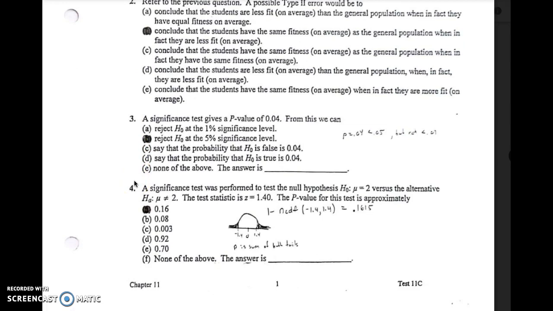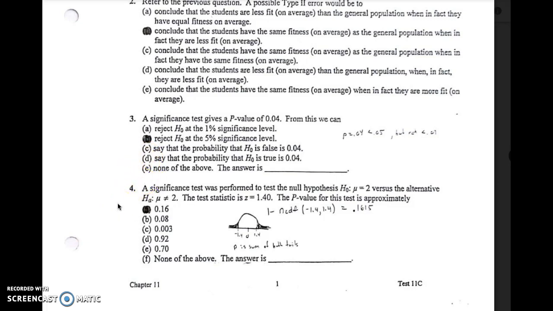Number 3, a significance test gives a p-value of 0.04. This is about whether you reject or you can fail to reject at a certain alpha level. In order to reject, you need to have your p-value be lower than your given alpha level. So we can't reject at the 1% because 0.04 is not less than 0.01, but it is less than 0.05, so the answer for 3 is B. C and D aren't applicable to what we talk about with significance tests.